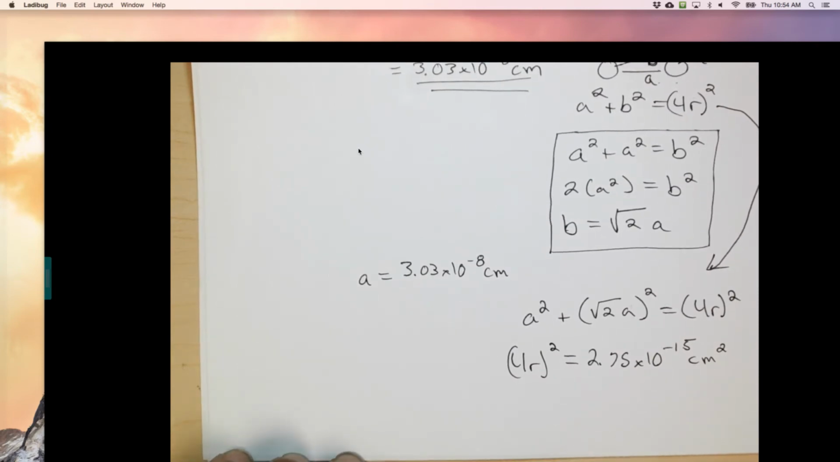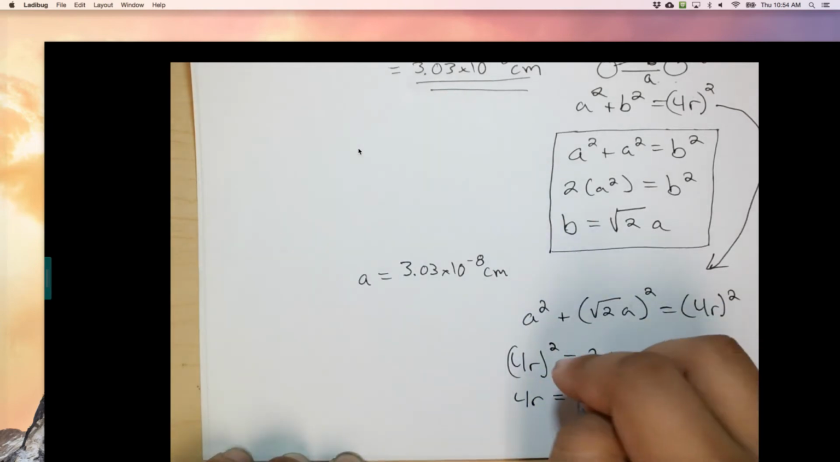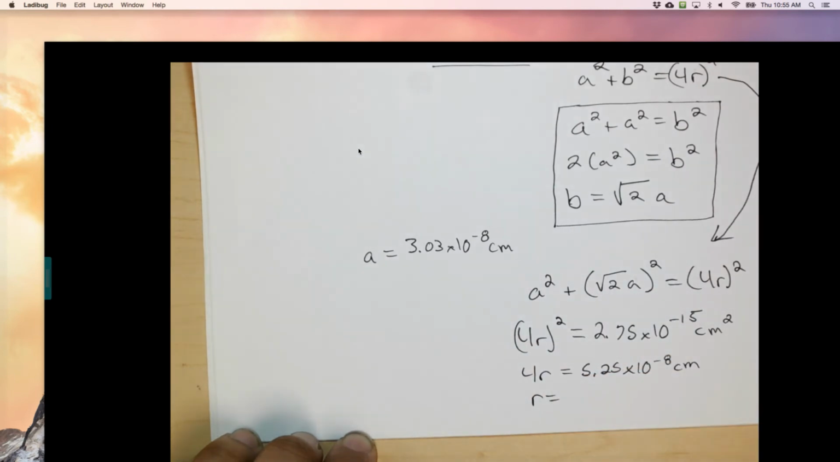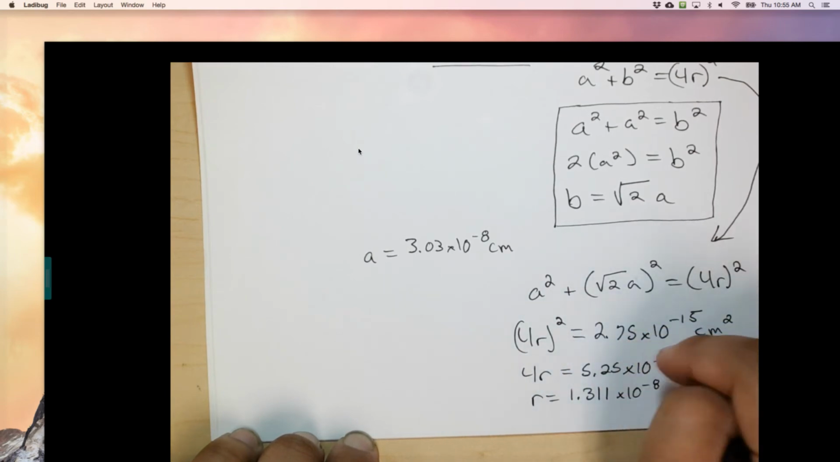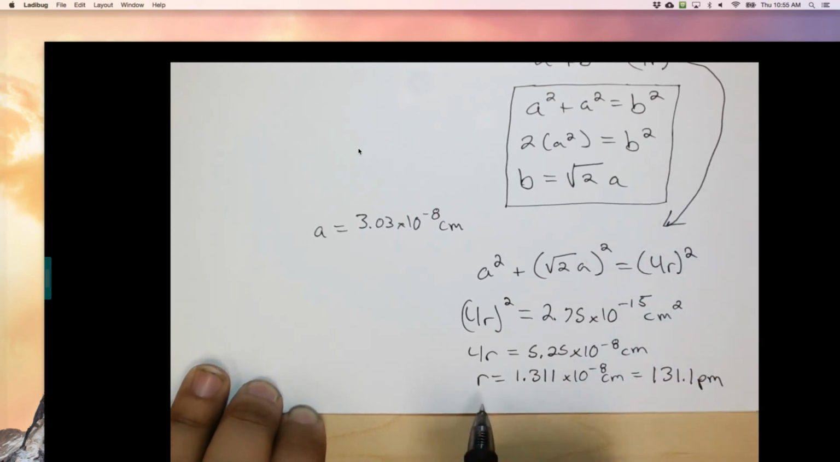And then if we take the square root of both sides, we end up with 4r equal to 5.25 times 10 to the negative 8 centimeters, and r is equal to that divided by 4, and we end up with 1.311 times 10 to the negative 8 centimeters. If we convert this to picometers, we know centimeters is 10 to the negative 2, so if we go to meters, it's negative 10. If we go to pico, it is positive 12. So we end up with 131.1 picometers as our radius.